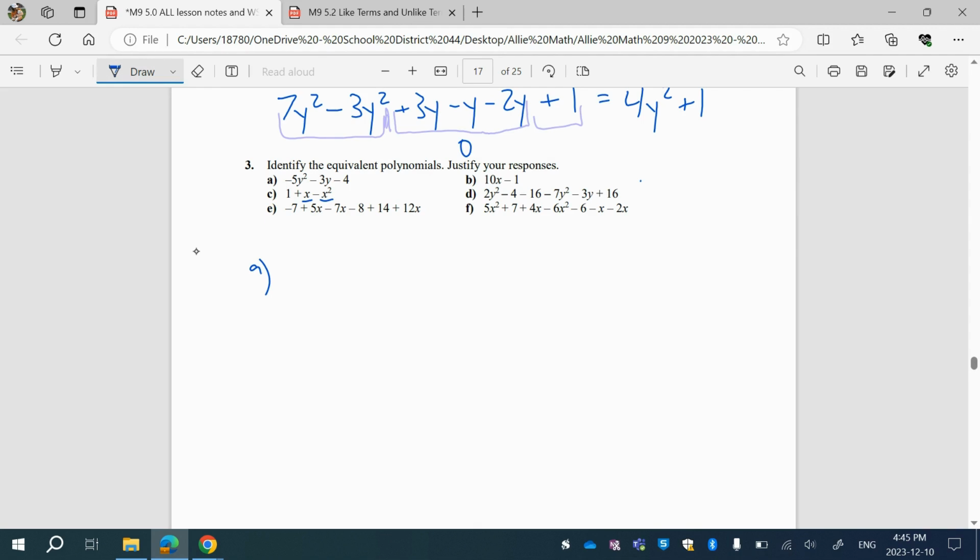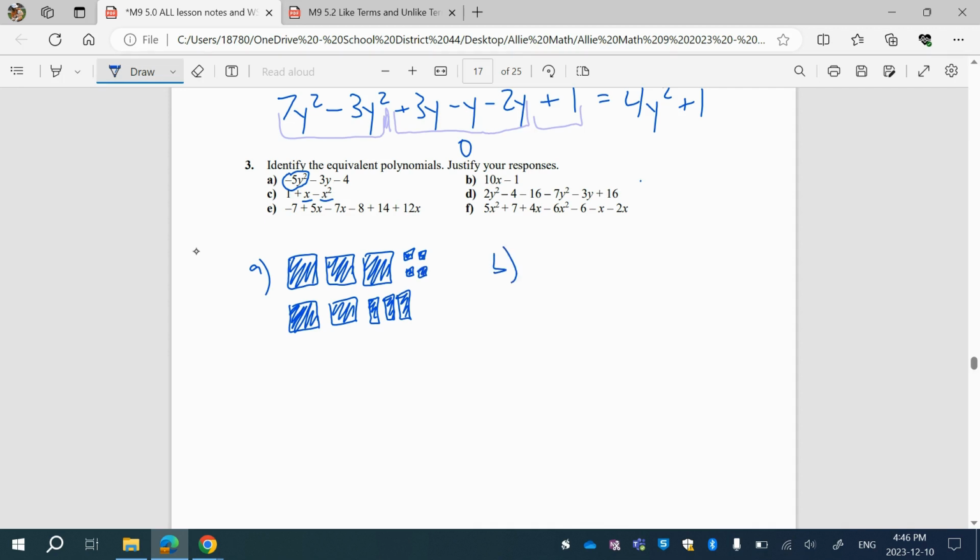Let's do, so we're looking for 5 negative y squared. So remember our squares are going to look like this. And they would be shaded in because they're negative. And we have 3 of our negative y's. And we had 4 negative 1's.